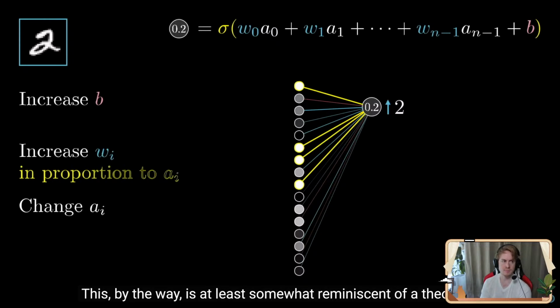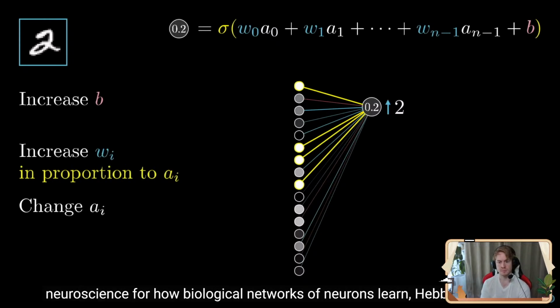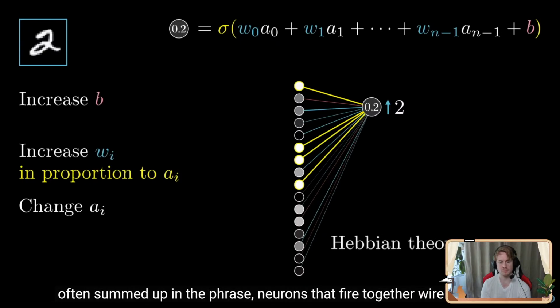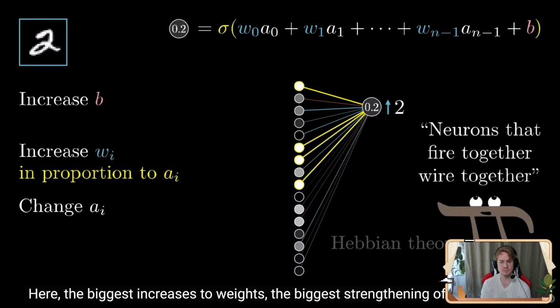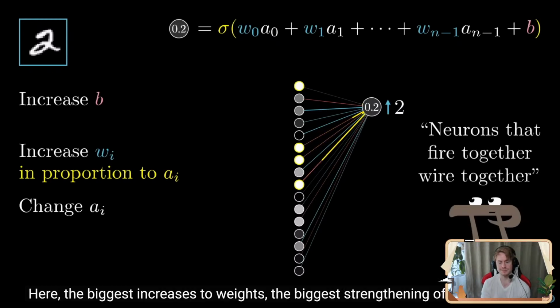This, by the way, is at least somewhat reminiscent of a theory in neuroscience for how biological networks of neurons learn, Hebbian theory, often summed up in the phrase, neurons that fire together wire together.